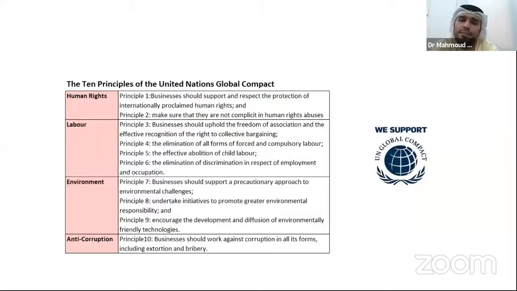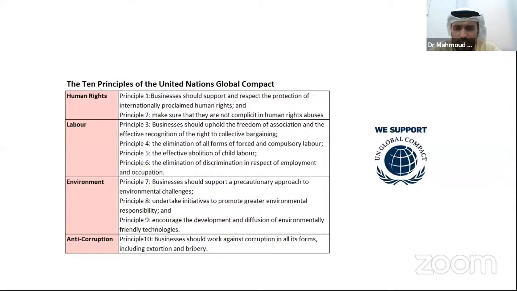UN Global Compact, and sorry, I'm going fast. I have several slides to cover, but then we'll have more questions hopefully at the end. I used to lead the United Nations Global Compact in the Middle East, and this is a great platform. GRI is great, but also the UN Global Compact. When you join this initiative, you have to report on what you do as a business for human rights, for labor rights, for the environment, and also for anti-corruption. Ten principles linked to the SDGs, and you have to report on them on a yearly basis.